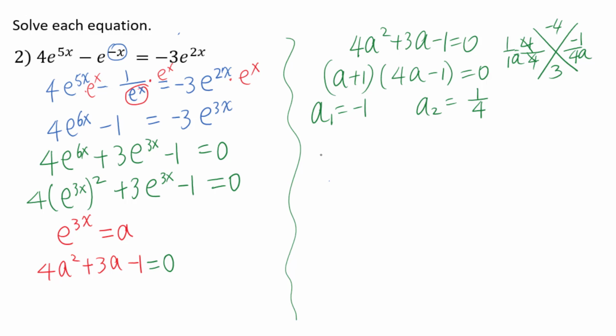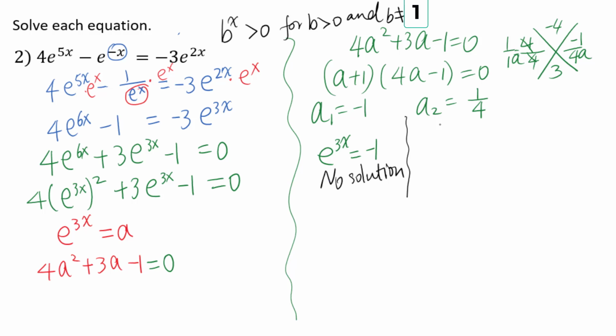Then we plug back in: e to the 3x power equals negative 1. We know b to the x power is always greater than 0, for b greater than 0 and b not equal to 1. Therefore, e to the 3x equals negative 1 has no solution. Then we plug in a2 equals 1 over 4. We get e to the 3x power equals 1 over 4.